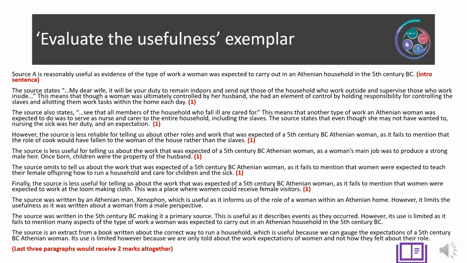The source is less useful for telling us about the work that was expected of a 5th century BC Athenian woman, as a woman's main job was to produce a strong male heir.